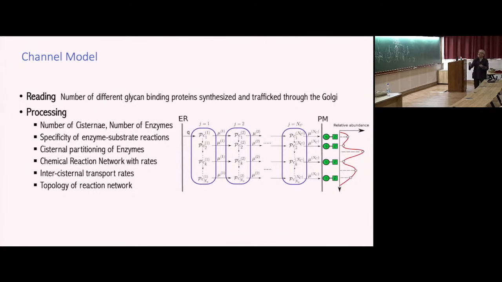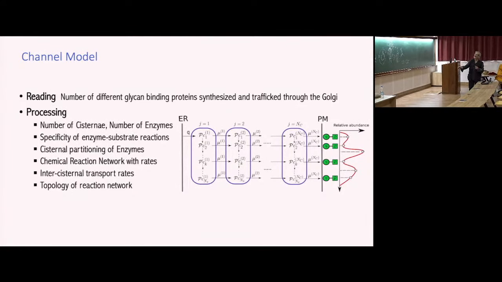So P labels the protein that is coming from there. C1 is just the addition of a sugar. Then C2, PC2, is the addition of the next entity. Okay, so I'll come to all these things.